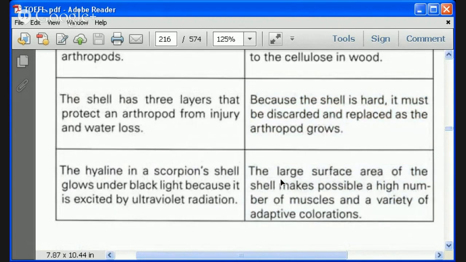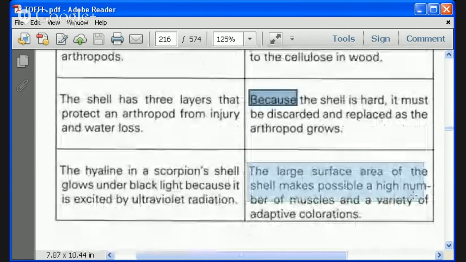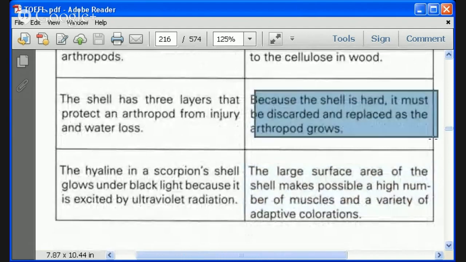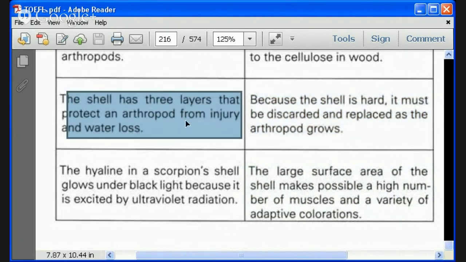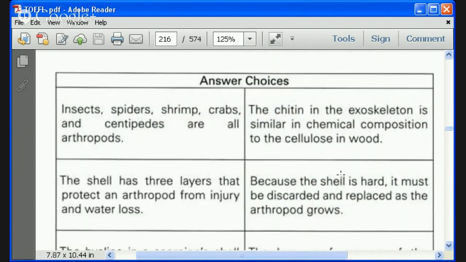It makes possible, okay, because, I guess the fact that it's discarded may be a characteristic. Maybe you're right. These two kind of match with each other. Here's another thing to look for in your strategy. Even the shell has 3 layers that protect from injury and water loss. That result in, because, makes possible. These 3 have similarities. And I do take into account Ishmael's argument that this is a very, very specific characteristic.